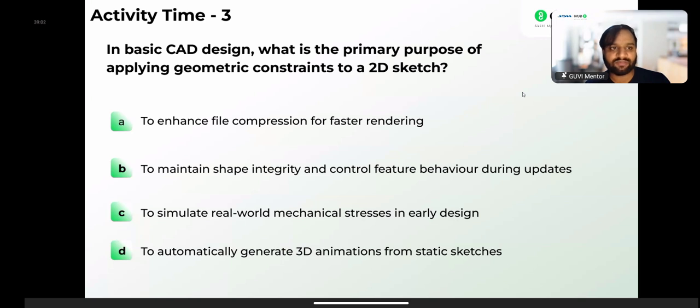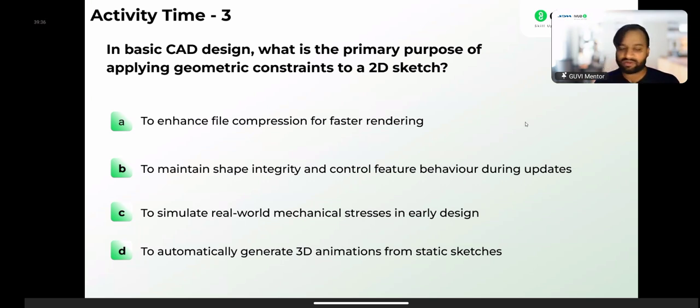Basically, geometric constraints are what we use to control the behavior of the sketch, right? So if there is a line and a circle, and we want that line to be joined to the circle, we will use the tangent constraint. And if you want a line to be horizontal, you will use that constraint. These constraints help to maintain the shape and all. So B is the correct answer. Most of you know about constraints.